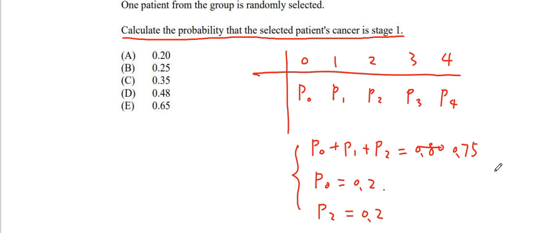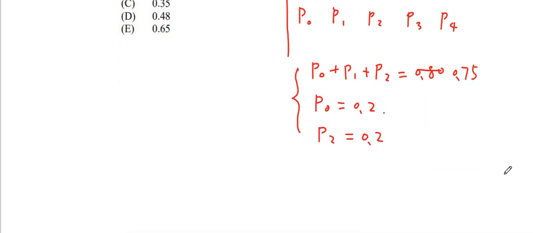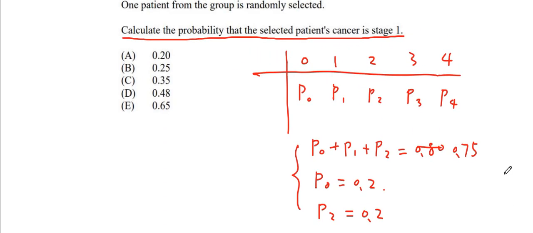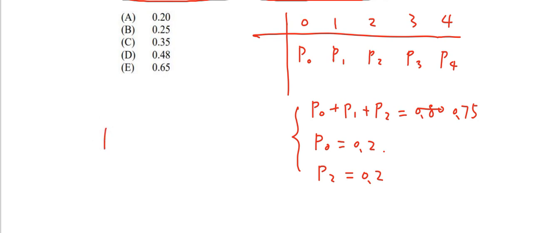So we have those equations, plus P0, P1, P2, P3, P4 sum to 1. So what do we want to find? We want to find P1. So the question is, P1 equals what? From here we can easily find P1. Very easy, right? So the problem becomes easy. P1 equals 0.75 minus 0.2 minus 0.2.